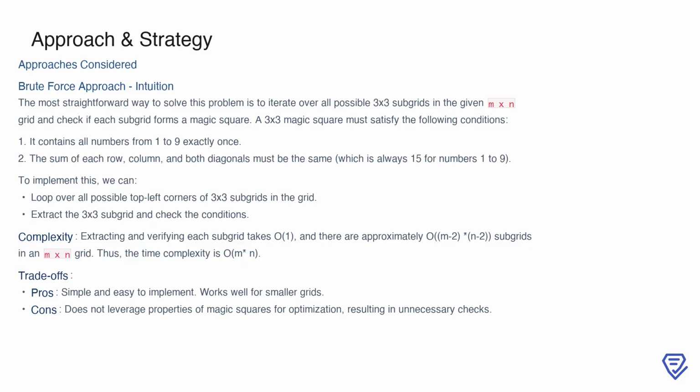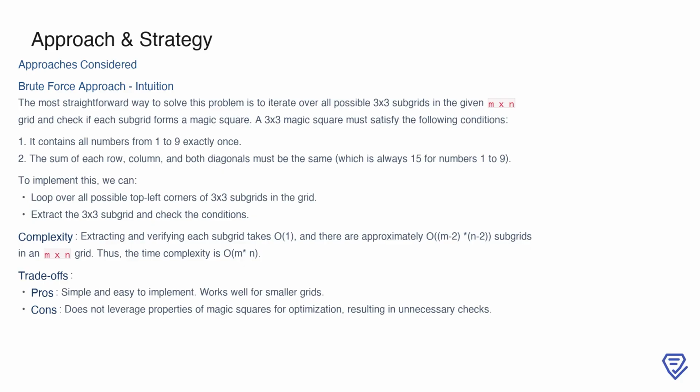Here, we systematically check every possible 3x3 subgrid within the given MxN grid. For a subgrid to qualify as a magic square, it must satisfy 2 key conditions. First, it should contain all numbers from 1 to 9 exactly once, and second, the sum of each row, column, and diagonal must equal 15.